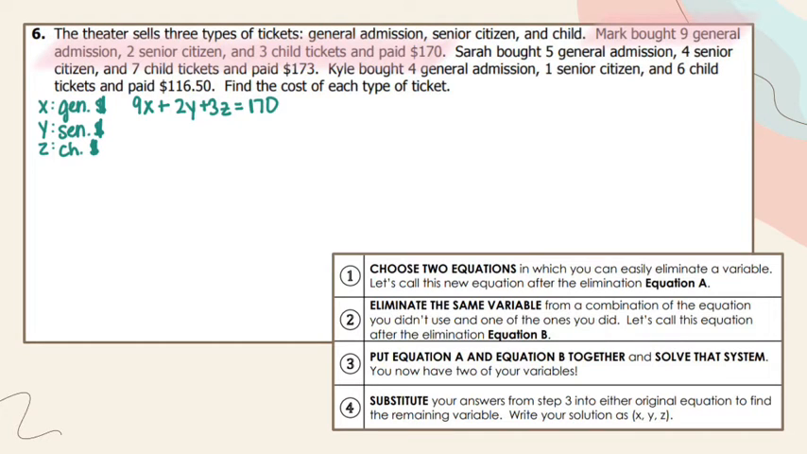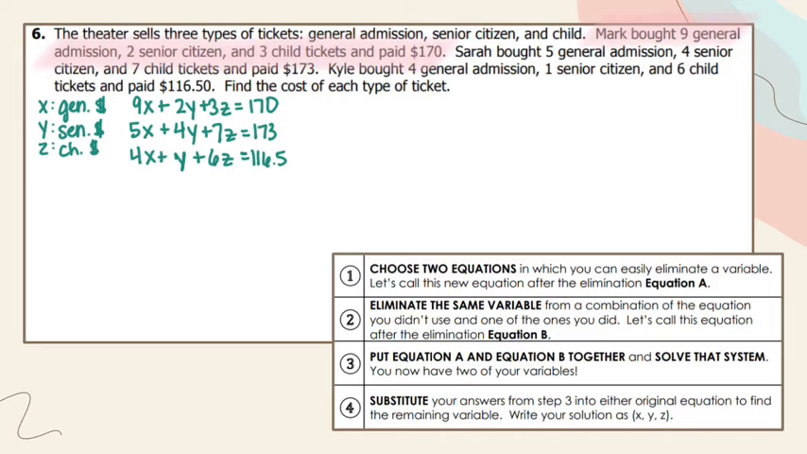Then we're going to do the same thing for Sarah. Sarah bought 5 general, 4 senior, and 7 child, and she paid $173. And Kyle bought 4 general, 1 senior citizen, so we don't actually have to put the 1, and then 6 child tickets, and he paid $116.50. So now we have 3 equations in our system, and we need to solve.